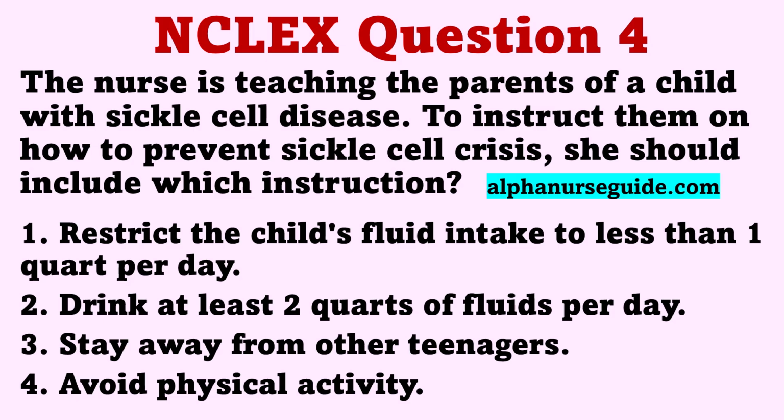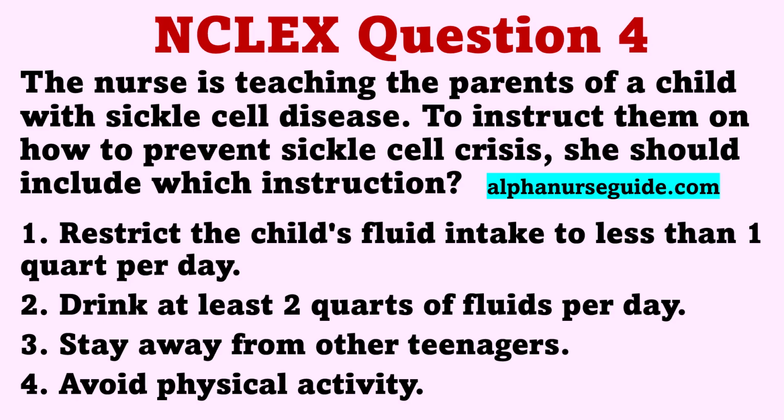The nurse is teaching the parents of a child with sickle cell disease how to prevent sickle cell crisis. She should include which instruction? 1. Restrict the child's fluid intake to less than 1 quart per day. 2. Drink at least 2 quarts of fluids per day. 3. Stay away from other teenagers. 4. Avoid physical activity.